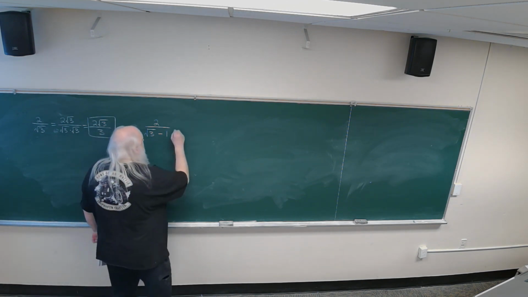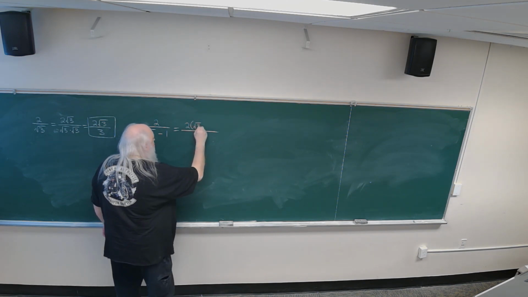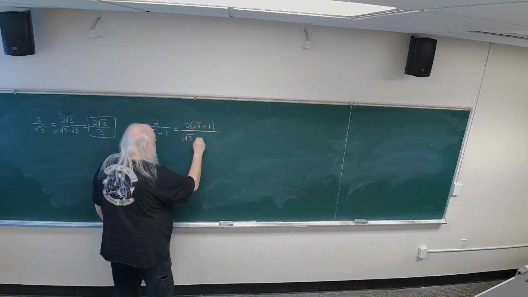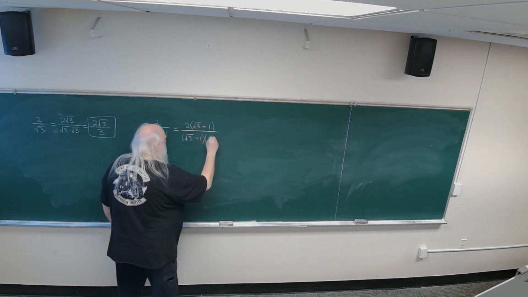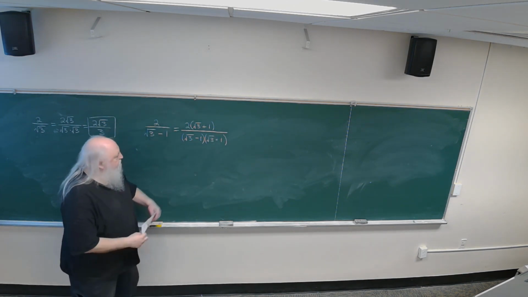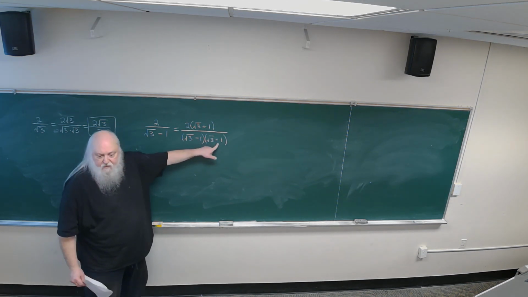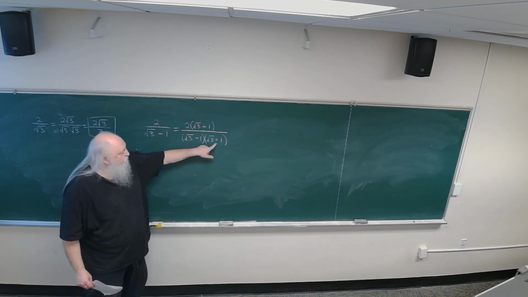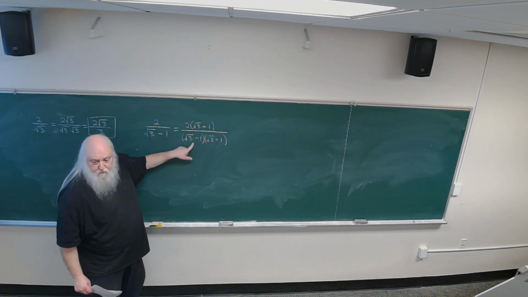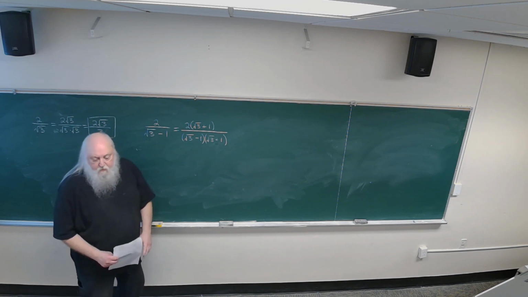And so when we do that, we have 2 times the square root of 3 plus 1 over square root of 3 minus 1 times square root of 3 plus 1. Okay? So you notice that the difference between these two quantities is I just changed the minus sign here to a plus sign. When you do that, this is called the conjugate of this quantity, square root of 3 minus 1. Okay? So square root of 3 plus 1 is the conjugate of square root of 3 minus 1.